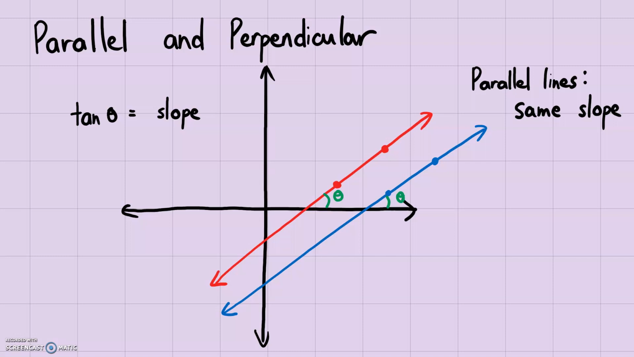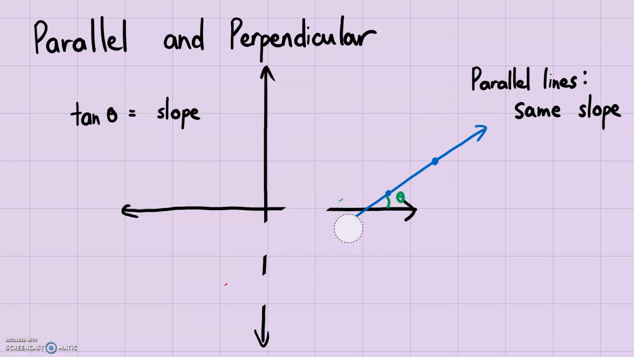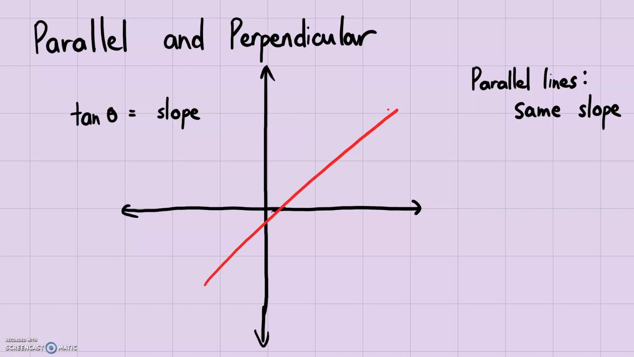Now, what happens when two lines are perpendicular? You might already know the relationship of the slope for perpendicular lines, but I'm just going to show you why that's going to be true. Let's say I have a line like this, and let's say I have another line that is perpendicular to this, like that.